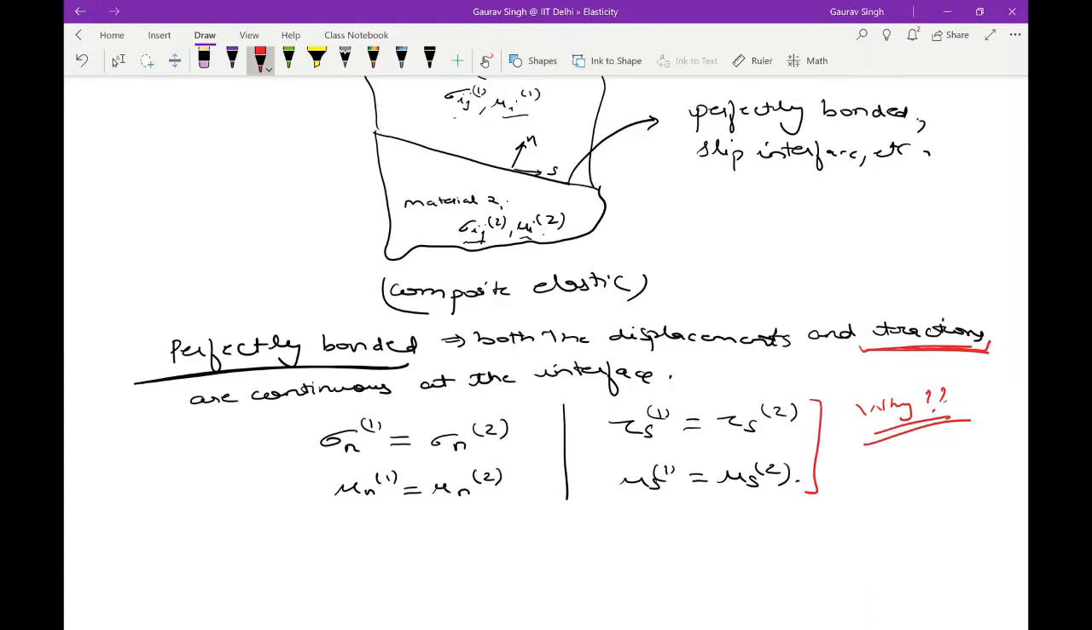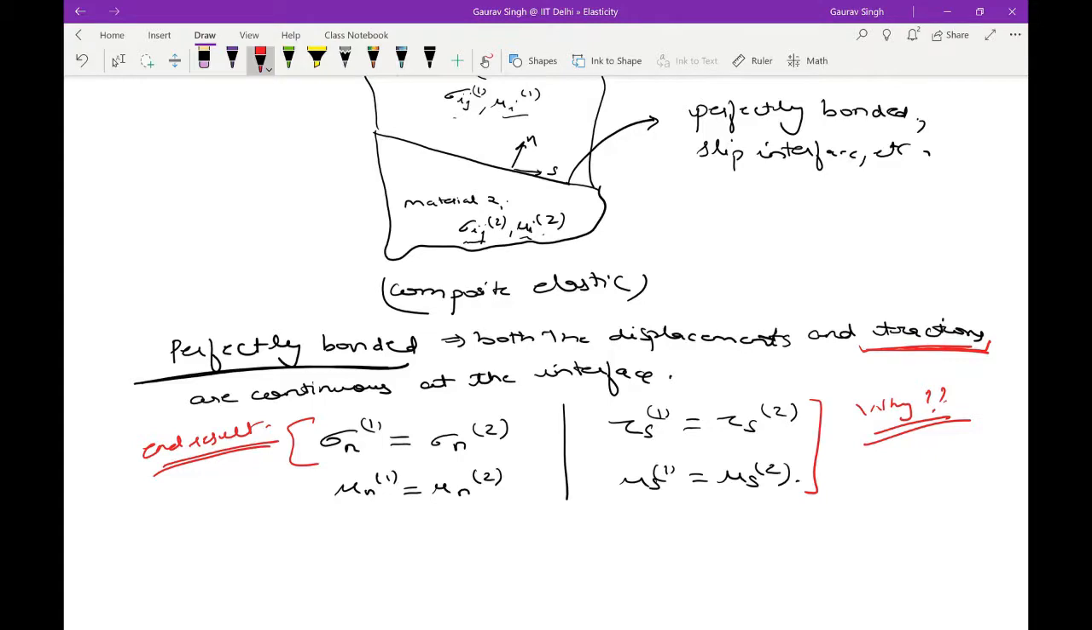You have to notice the actual definition is that the displacements and tractions are continuous, not the displacements and stresses. Okay, so this is an end result rather than a starting point. This one is the end result. So please arrive at this using the traction stress relationship which we have used.